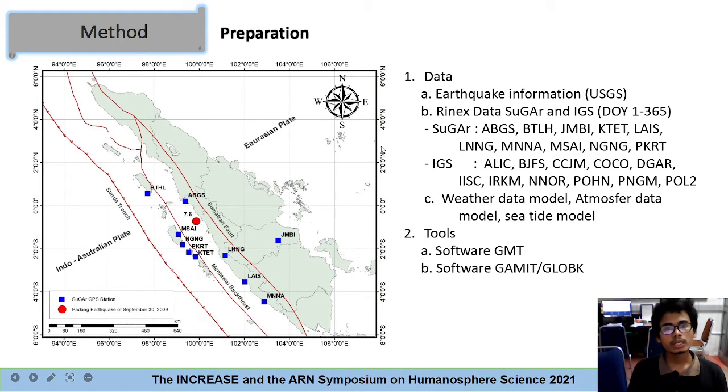Method: we need to prepare data. The data we needed are earthquake information, RINEX data of SuGAr and IGS for 1 year, weather data model, atmosphere data model, and Z-type model. The tools we needed are GMT software and GAMIT/GLOBK software.